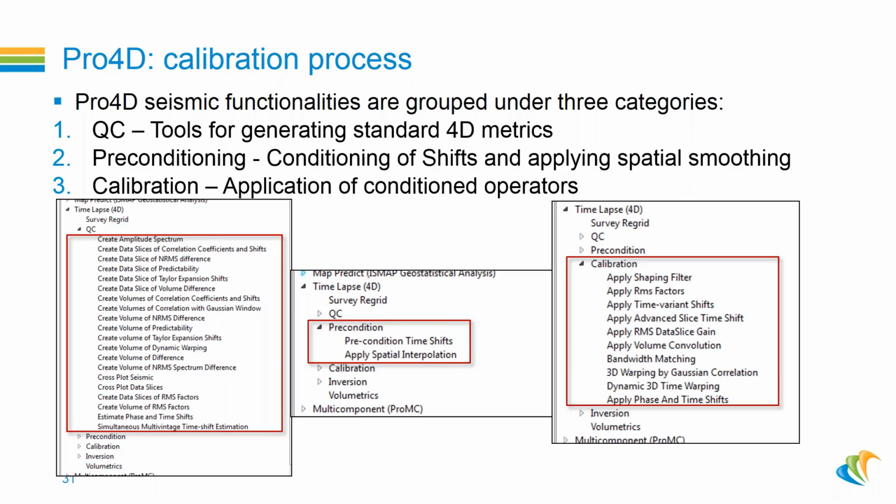And then we can apply those calibrations, which is the next group under calibration. So for example, applying shaping filter, RMS factor, time variant shifts, etc. are here in the calibration group. So these are very readily available in Pro4D, so you can just choose one of them, maybe condition it, and apply it later on the monitor data.